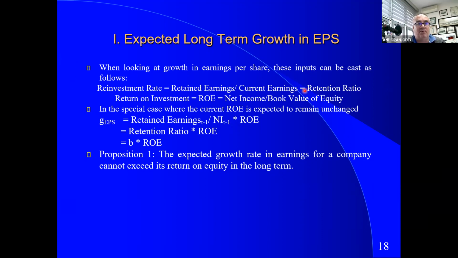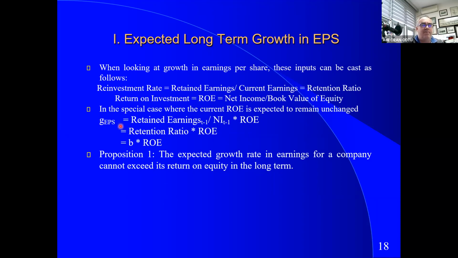So in that case, this is referred to as the retention ratio, and the appropriate ROI number is the ROE, return on equity. So net income over book value of equity. So if ROE is not increasing or decreasing, if it's constant, then the formula is nice and simple. It's retention ratio times ROE. So retained earnings, and notice that this is from the last period, T-1. So how much of the income of T-1 have we kept in the company, and multiply that by the ROE, which has not changed either. And for simplicity, the retention ratio can be replaced by the letter B. B times ROE will give you the growth rate in EPS, also the growth rate in net income.